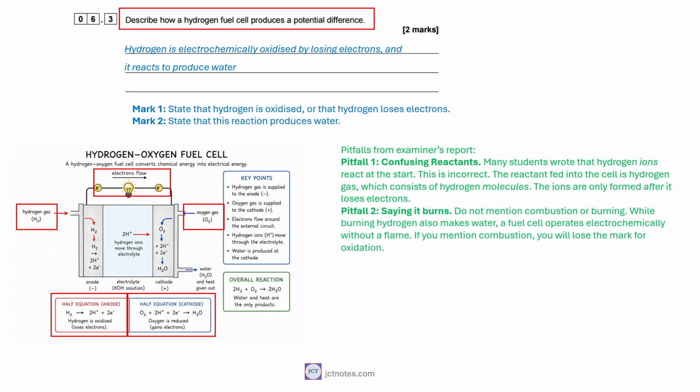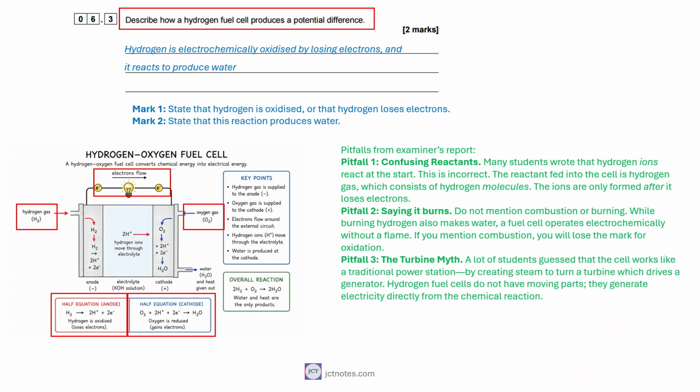Pitfall 2. Saying it burns. Do not mention combustion or burning. While burning hydrogen also makes water, a fuel cell operates electrochemically without a flame. If you mention combustion, you will lose the mark for oxidation. Pitfall 3. The turbine myth. A lot of students guess that the cell works like a traditional power station by creating steam to turn a turbine which drives a generator. Hydrogen fuel cells do not have moving parts, they generate electricity directly from the chemical reaction.